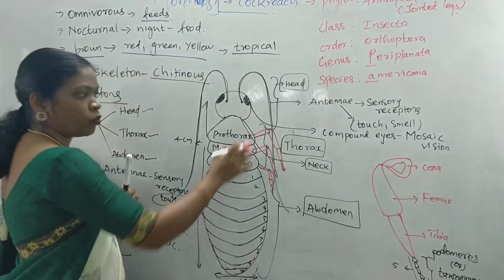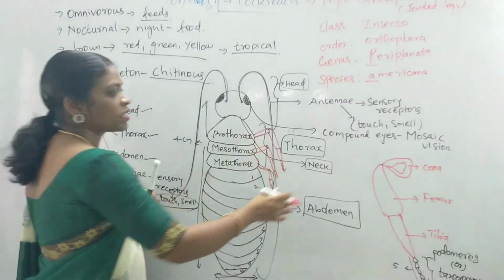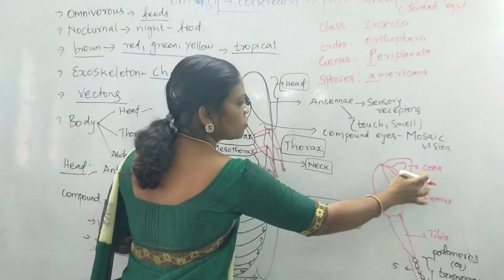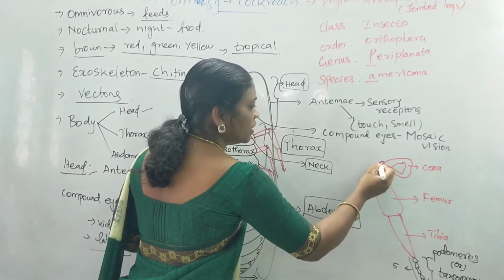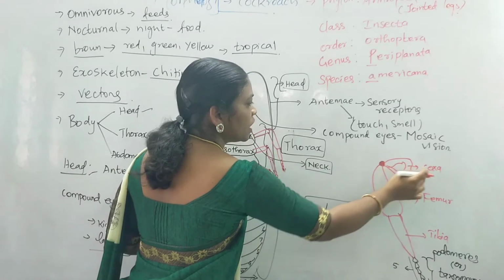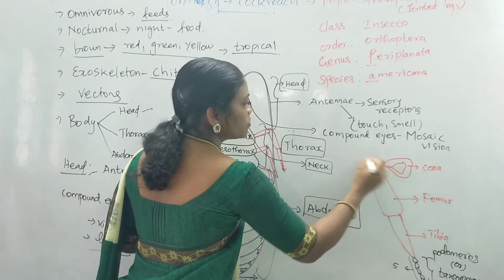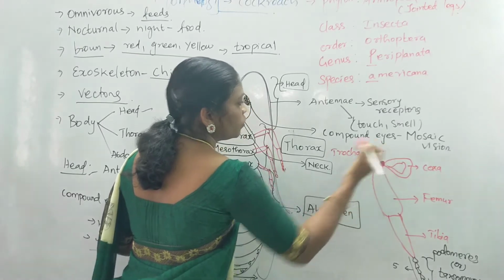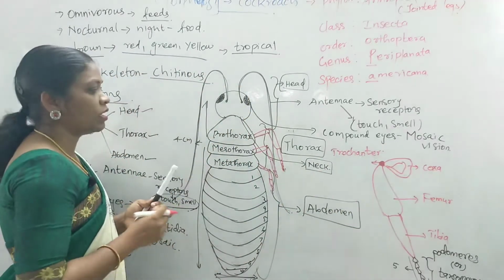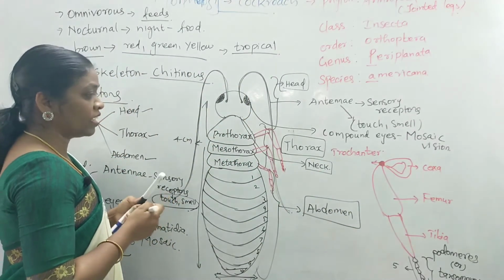So there are 3 pairs of walking legs which are identical, containing 5 segments: coxa, femur, tibia and podomeres. The important structure which connects the coxa with the femur is known as the trochanter. Now we'll move on to the wings.